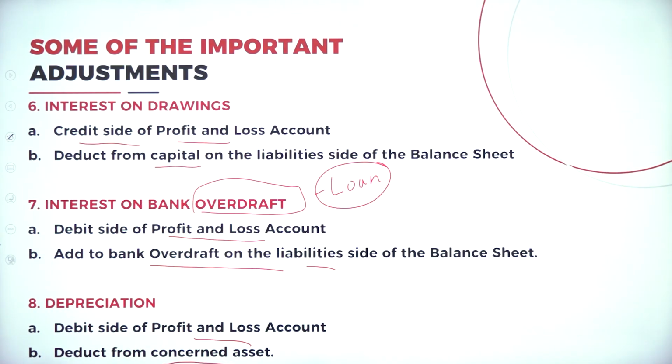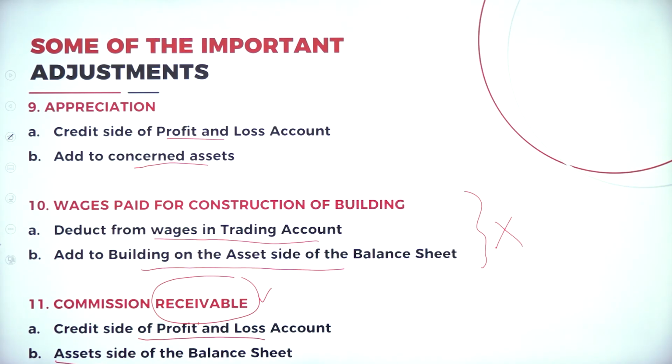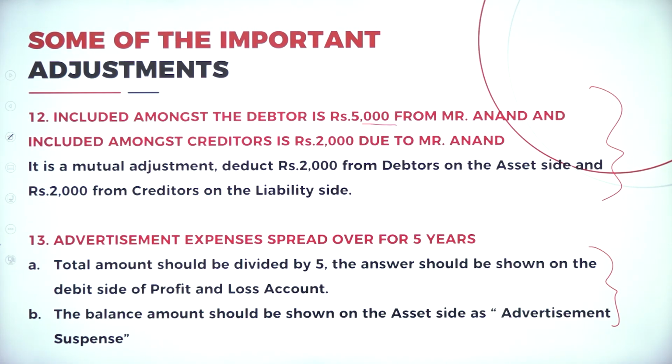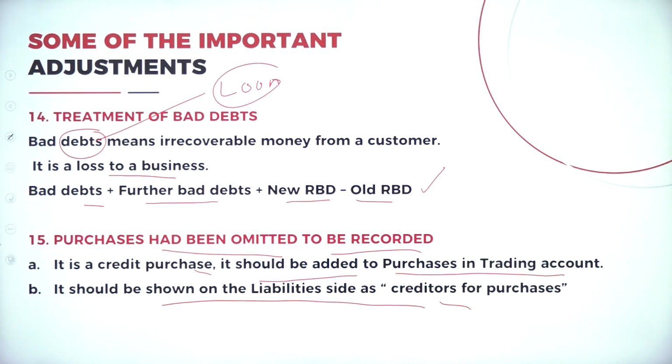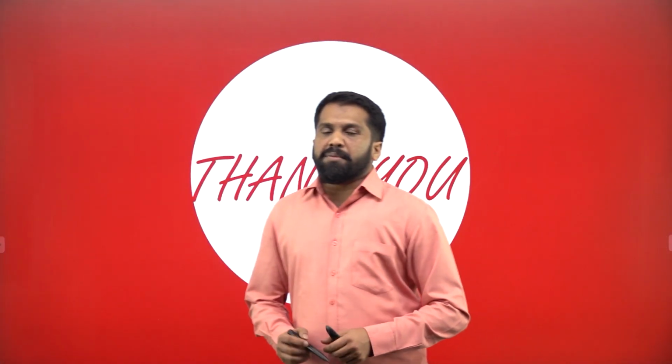Adjustment numbers 6 and 7, then up to 8, also compulsory and easy. Adjustment number 9 you will not get. Adjustment 10 you will not get. Adjustment number 11, as I told you, anything which is receivable is always an asset, always credit. Adjustment number 12 as well as 13, no need to remember. You can skip them. In the problem, I can explain. 14, very important. 15, important. Yes. So this is all about today's session.